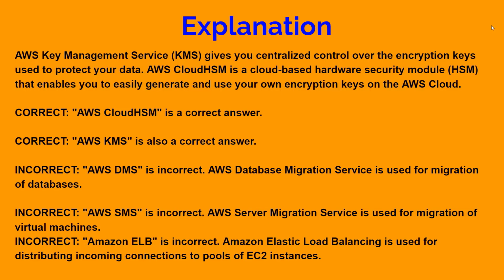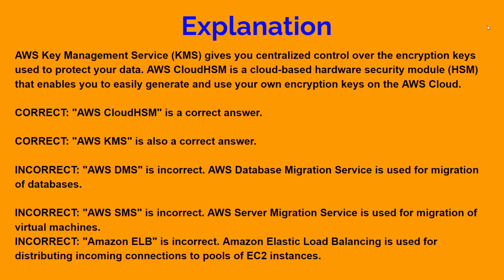Explanation. AWS Key Management Service, KMS, gives you centralized control over the encryption keys used to protect your data. AWS CloudHSM is a cloud-based hardware security module, HSM, that enables you to easily generate and use your own encryption keys on the AWS cloud. Correct. AWS CloudHSM is a correct answer. Correct. AWS KMS is also a correct answer.